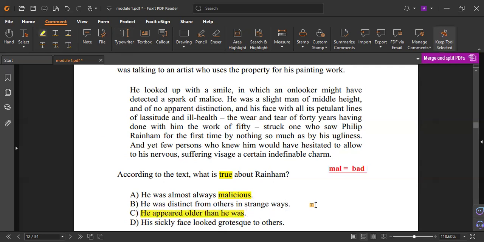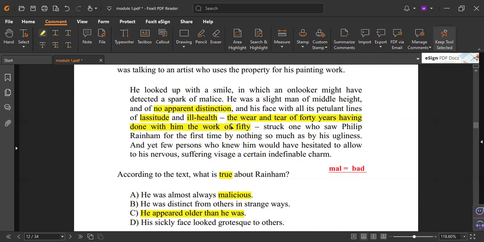He appeared older than he was. As he mentioned in this sentence, look, he was a slight man, very thin and weak, of middle height, of no apparent distinction, and his face with all its petulant lines of lassitude and ill health. Lassitude means ill health. And between two dashes we emphasize the information for something before, as I told you in writing structures.